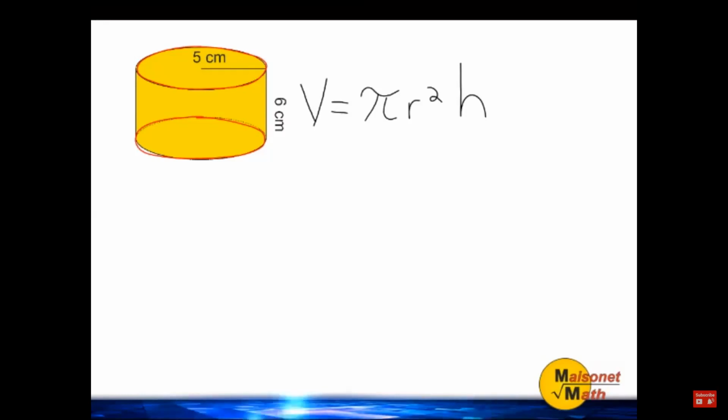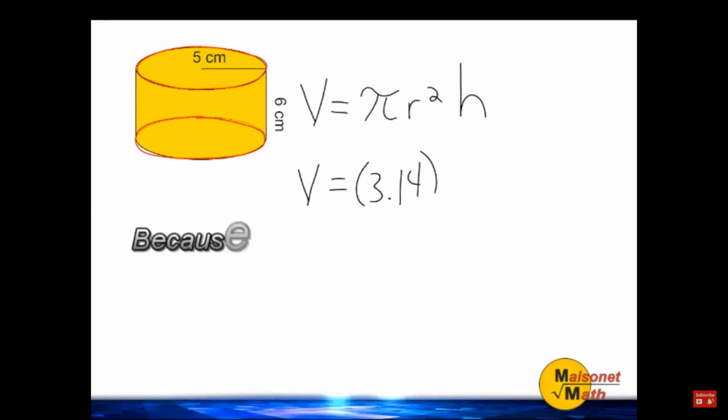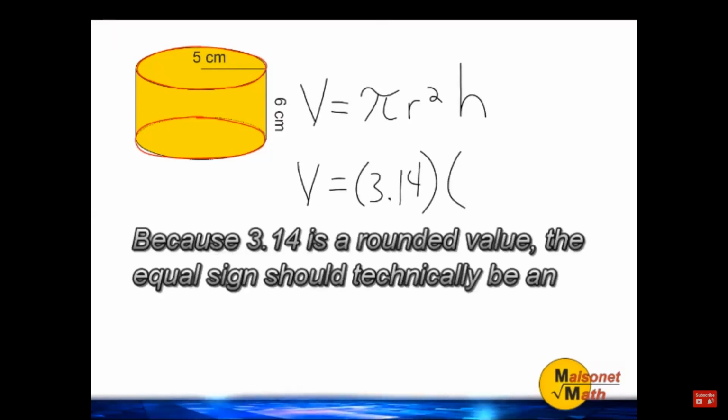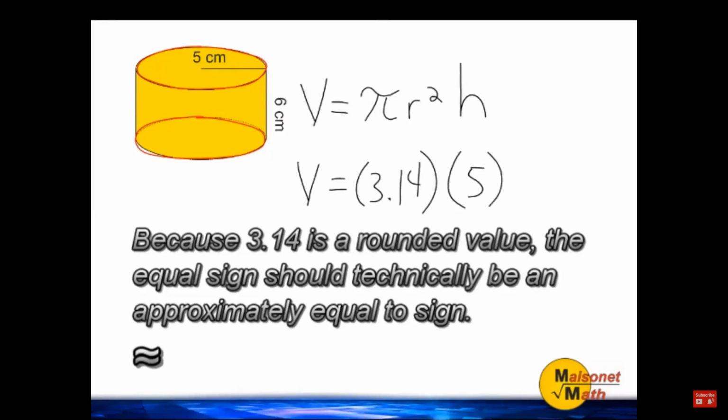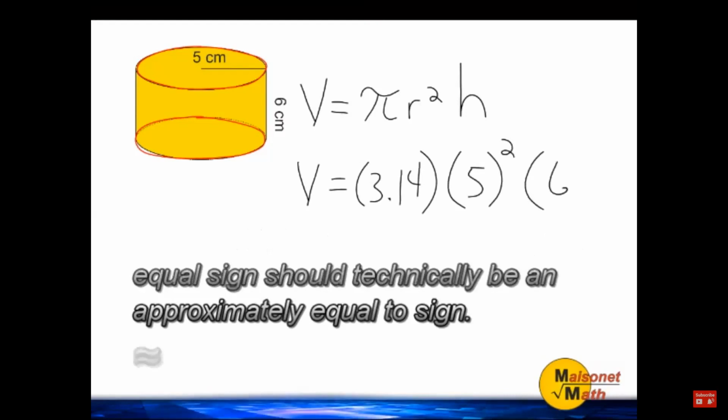So the next thing that we are going to do to figure out what the volume of this particular cylinder is, we are going to substitute 3.14 for pi, and then we're going to multiply that by the radius to the second power. Our radius is 5, so we will raise that to the second power. And of course, we're going to take that and multiply it by the height of the cylinder, which is 6 centimeters.